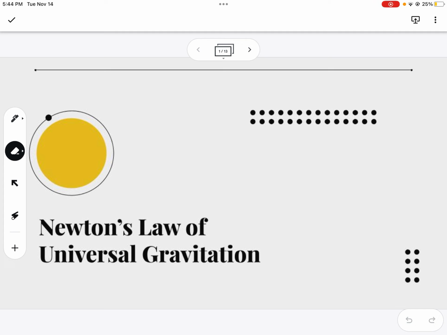Please let yourself be amazed by this. We'll continue chatting about this as we go through this lesson. It's really, really cool that this law holds true for so many things. So let's get into it.